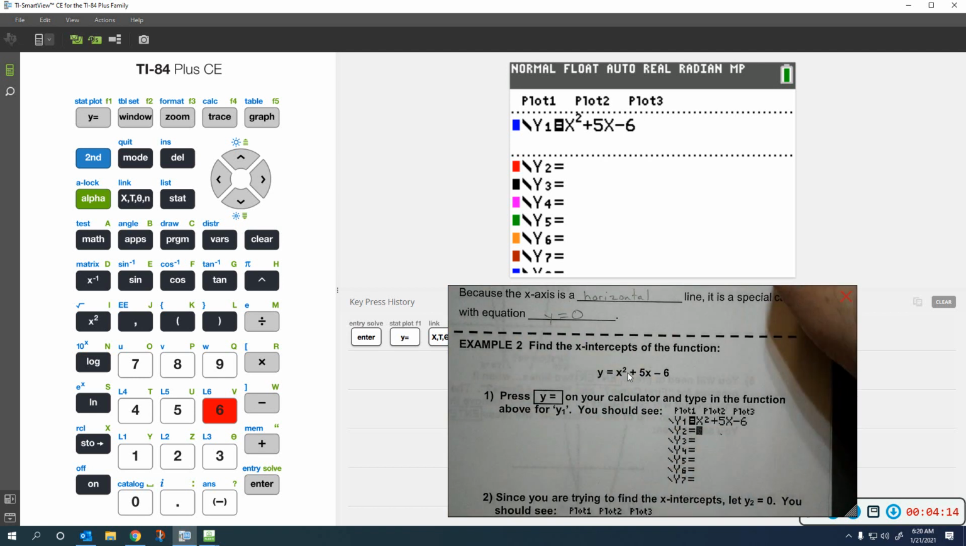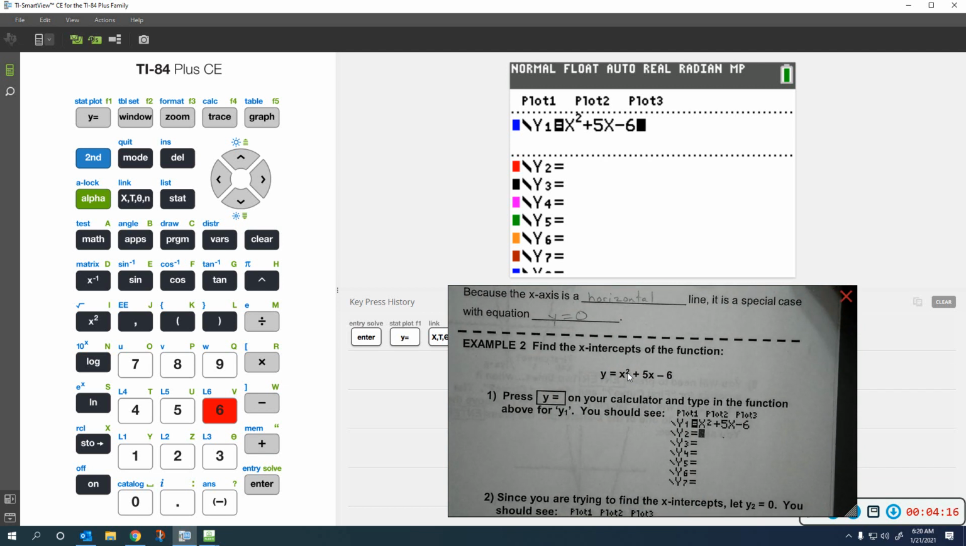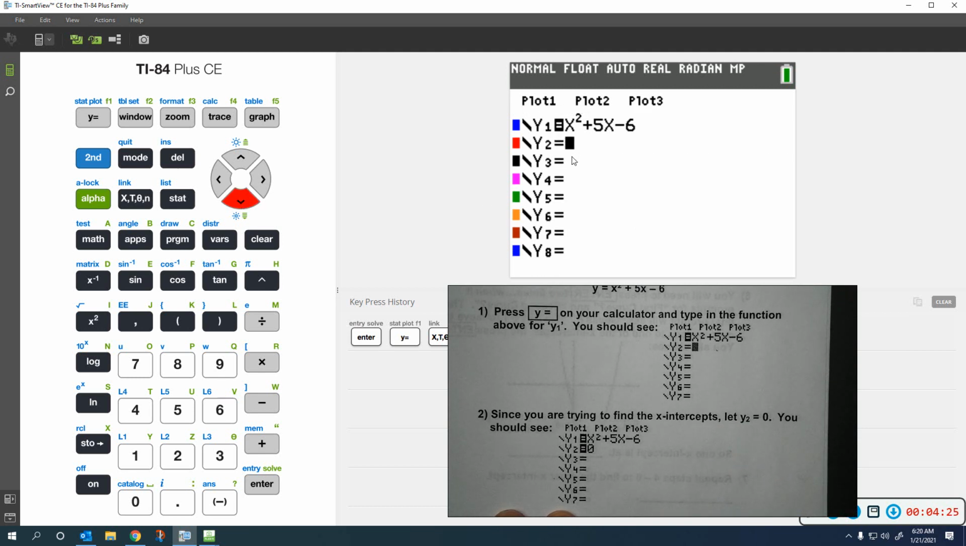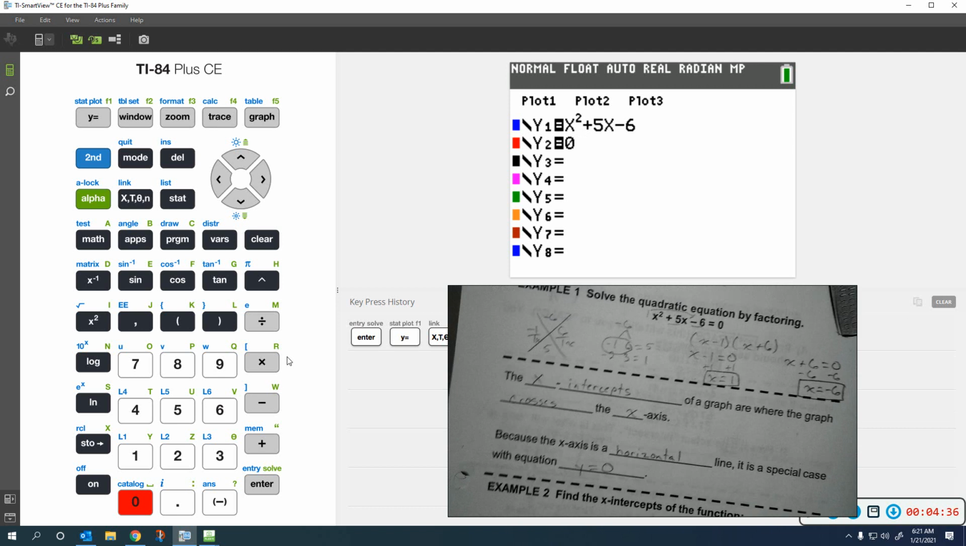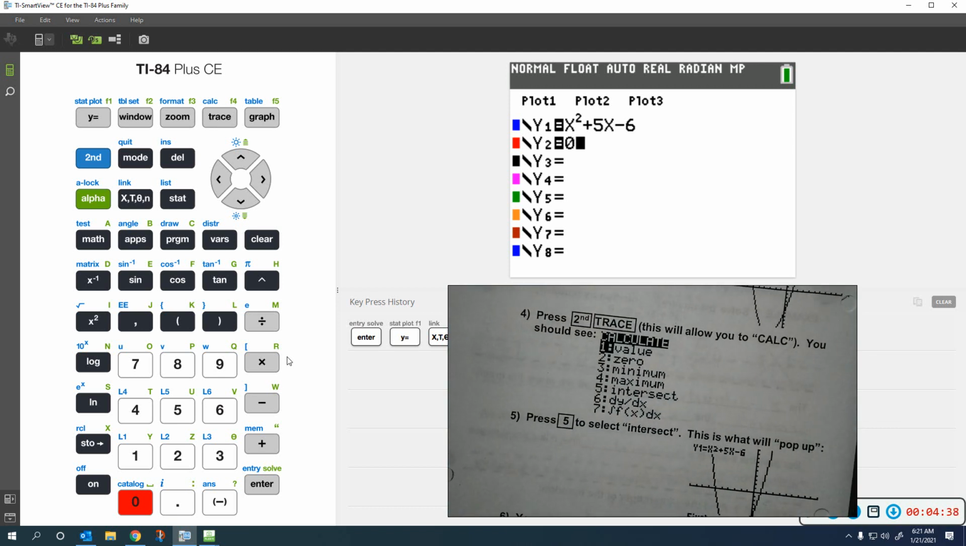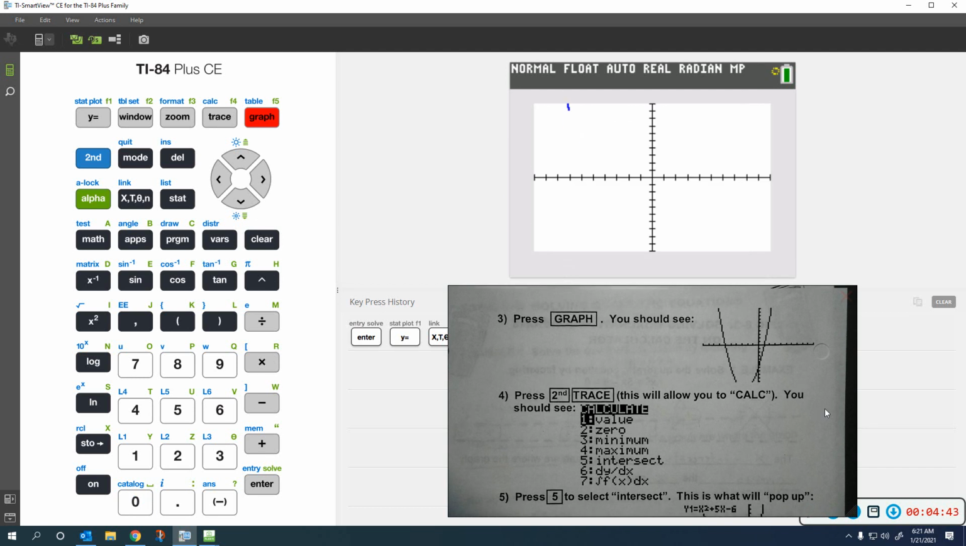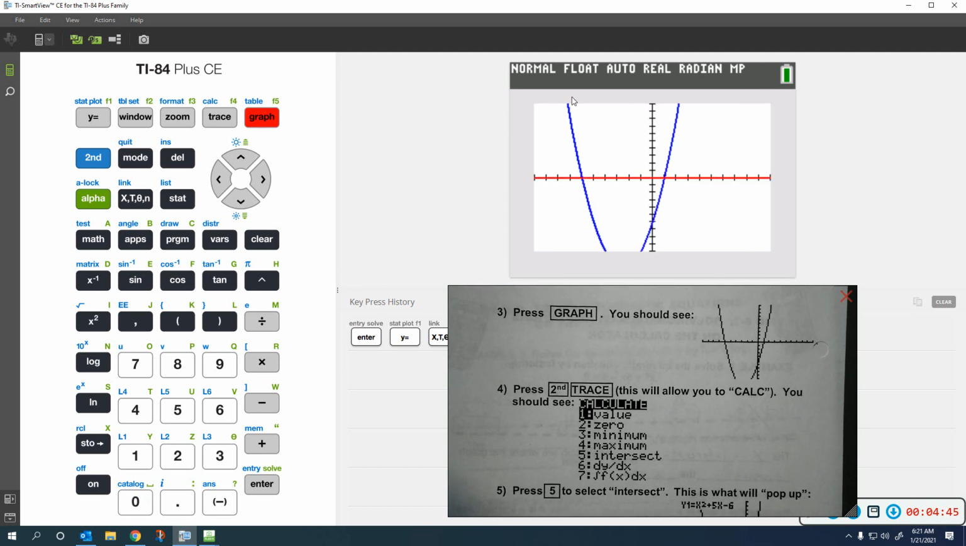Now, the next step, we need to plot our x-intercept. So what we're going to have to do is plug in on our second equation just y equals 0. So go down 1, go to y2, and just type in 0. Because remember, the equation y equals 0 is going to match up with our x-axis. After that, hit graph. All right, I'm just going through all the steps. So boom, hit graph.